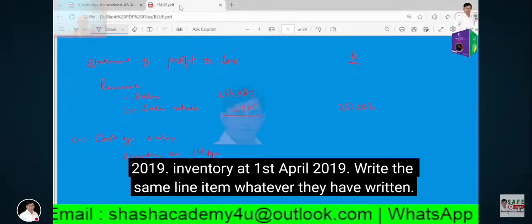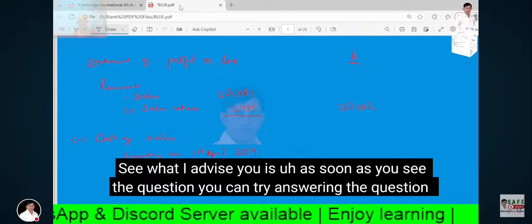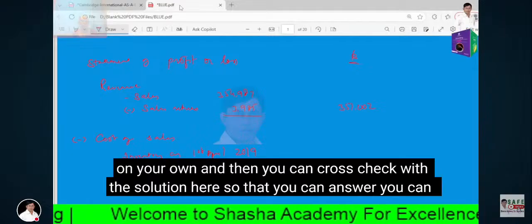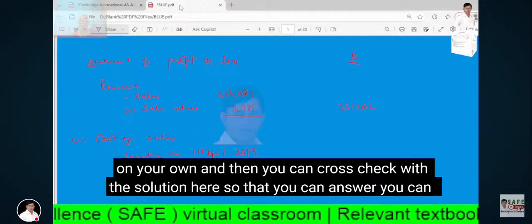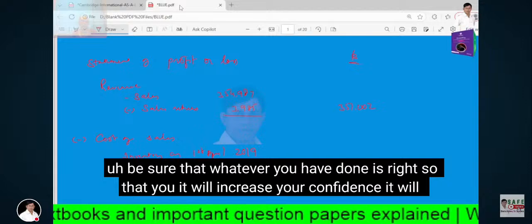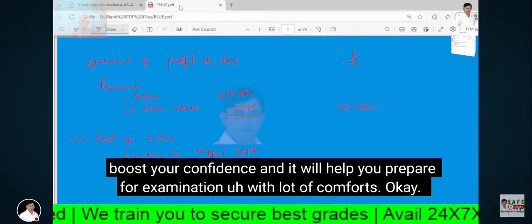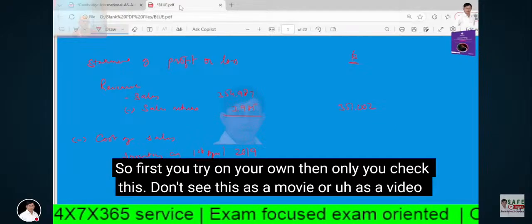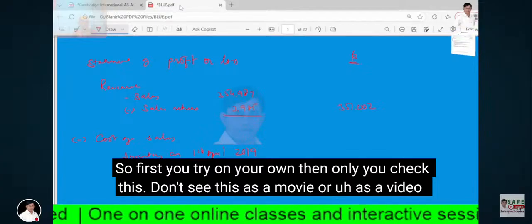What I advise you to do first is to try answering this on your own: add 127,600 plus 44,125 to get 171,725, then cross-check with the solution. That way you can be sure that whatever you write is right, and it will increase your confidence and help you prepare for the examination. First try on your own, then check this. Don't see this as a movie.